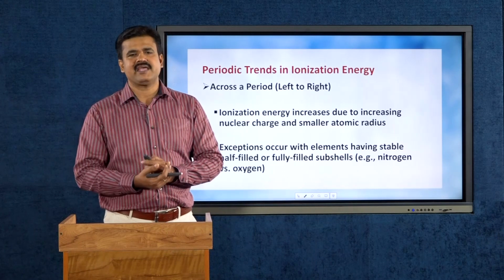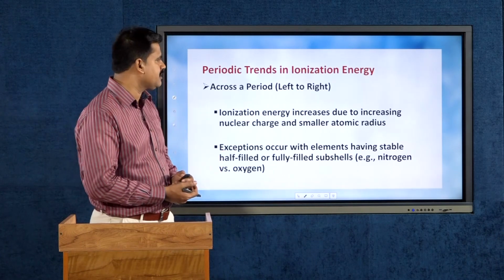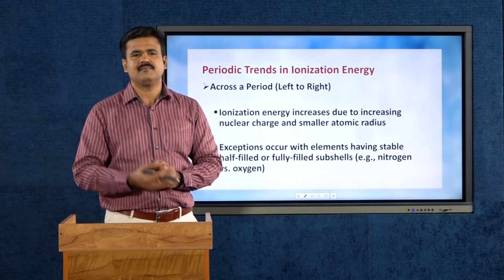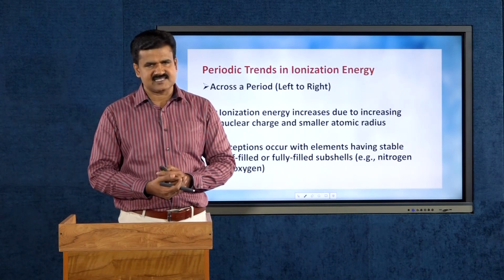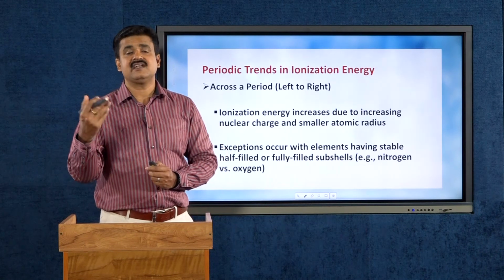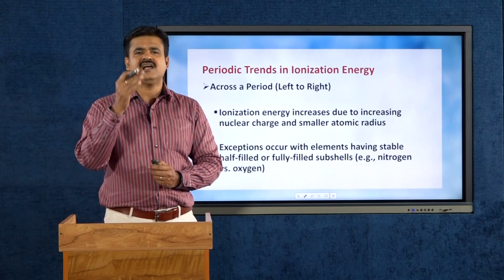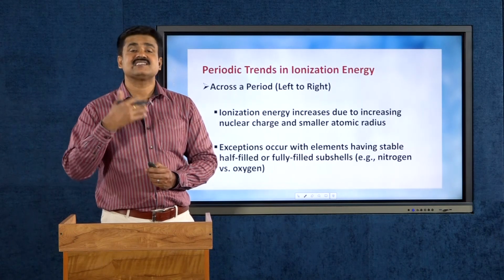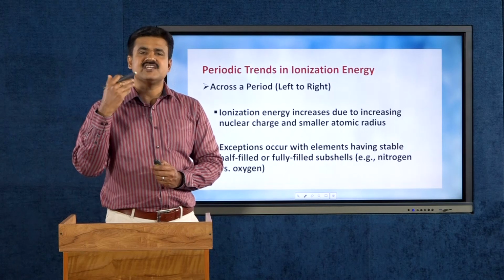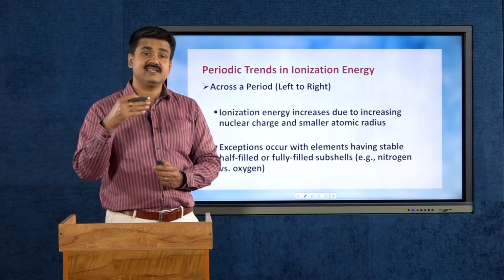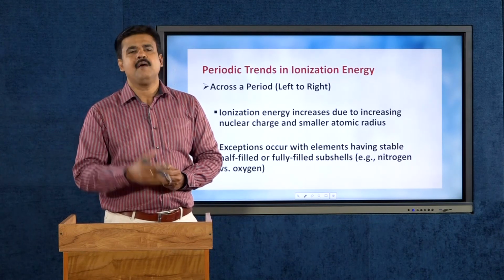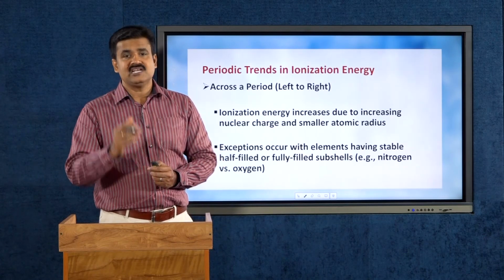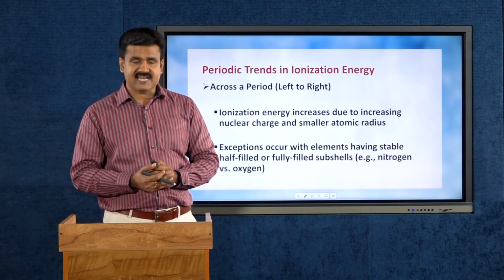Some exceptions may occur with elements having stable half-filled or full-filled subshells. For example, nitrogen versus oxygen. In the case of nitrogen and oxygen, as we proceed from left to right, we are expecting that the ionization energy of oxygen must be greater than that of nitrogen. But here there is some anomaly. The anomaly arises due to stable electronic configuration of nitrogen.